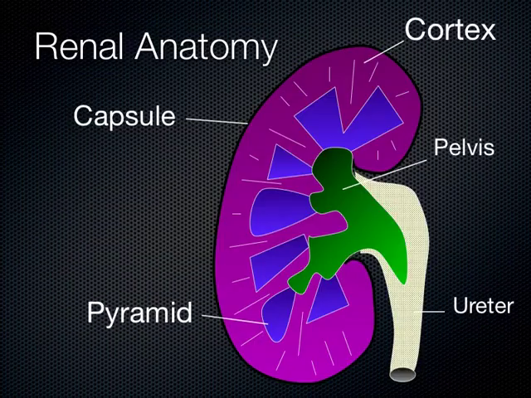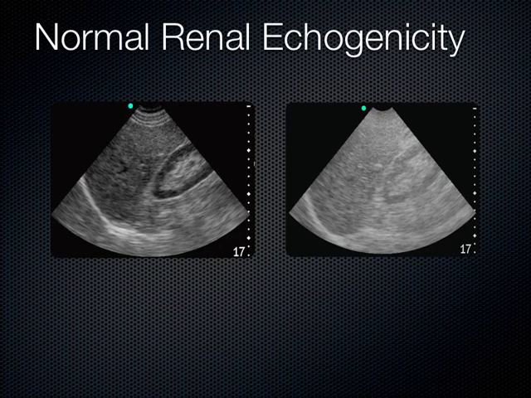And just to remind you of these details in a schematic, this is the capsule out here. Again, this is the renal cortex out here, and this is the renal pyramid. These renal pyramids all come together, coalesce together to drain the urine into the renal pelvis, sometimes called the renal sinus, which then drains out the ureter. Now, normally the cortex of the kidney is less echogenic than the next door neighbor, which is the liver, or the spleen on the left side.